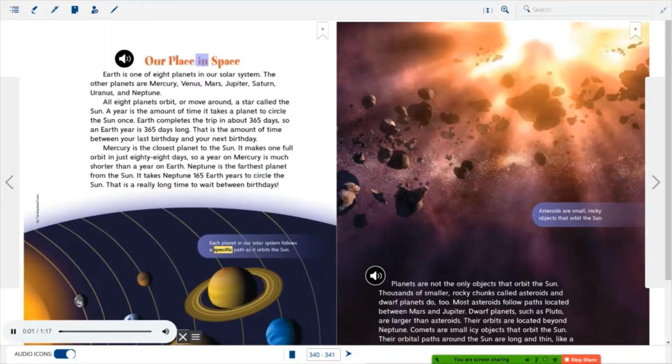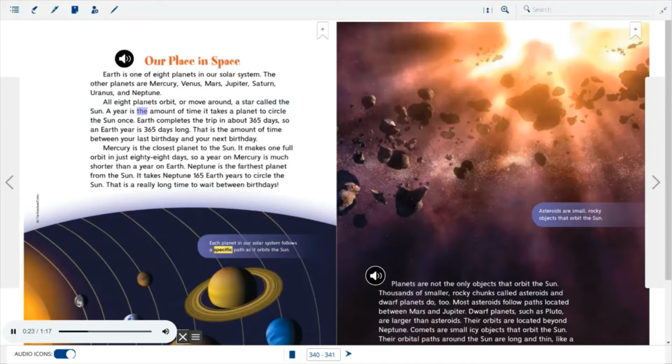Our place in space. Earth is one of 8 planets in our solar system. The other planets are Mercury, Venus, Mars, Jupiter, Saturn, Uranus, and Neptune. All 8 planets orbit or move around a star called the Sun.